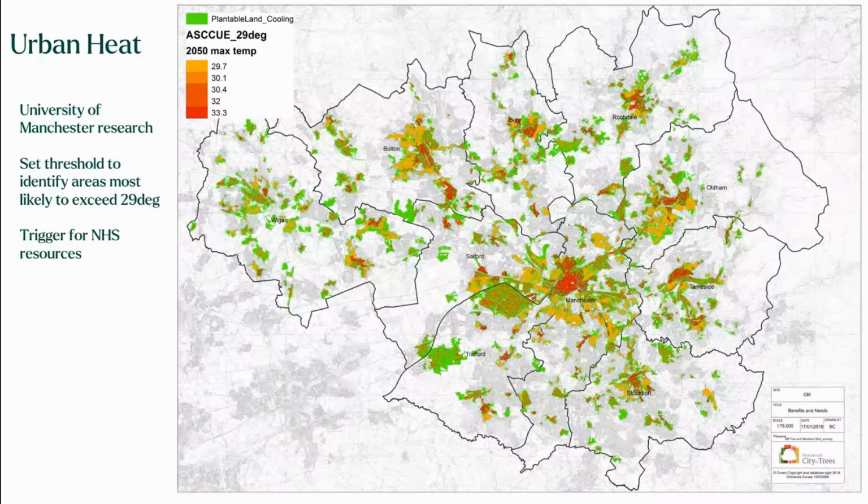Another element we looked at was urban heat island. So this was using a piece of work produced by the University of Manchester to look at where they predicted we would regularly see temperatures exceeding 29.7 degrees in the summer months. That threshold is important because that's the threshold at which the NHS deploy their heat stress resources. And so this represents cash being spent. So we wanted to look at where we could actually plant trees to bring those temperatures down in the summertime.